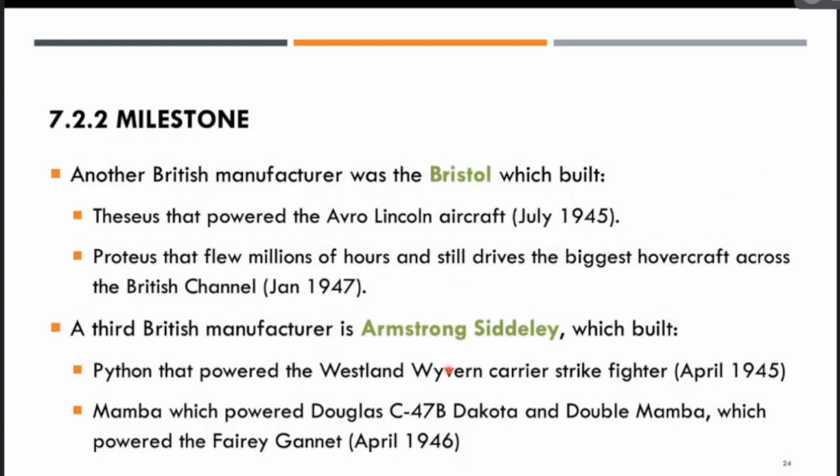Another British manufacturer was Bristol, which built the Theseus that powered the Avro Lincoln aircraft in 1945, and the Proteus in 1947, which flew millions of hours and still drives the biggest hovercraft across the English Channel. And a third British manufacturer, Armstrong Siddeley, built the Python that powered the Westland Wyvern carrier strike fighter in 1945. They also produced the Mamba, which powered the Douglas C-47B Dakota, and the Double Mamba, which powered the Fairey Gannet in 1946.